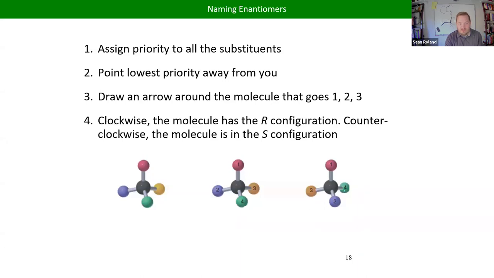Once we get this spun so that four is pointed away from us, then we just draw one to two to three, which is going clockwise for this molecule. So we would name this one R.